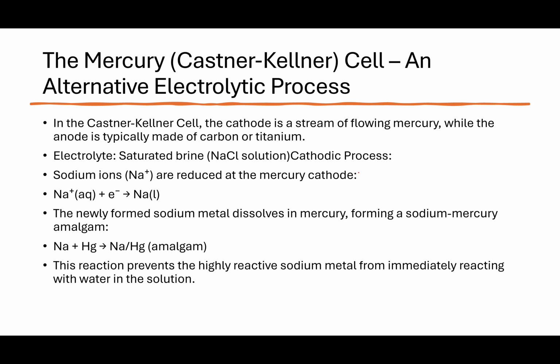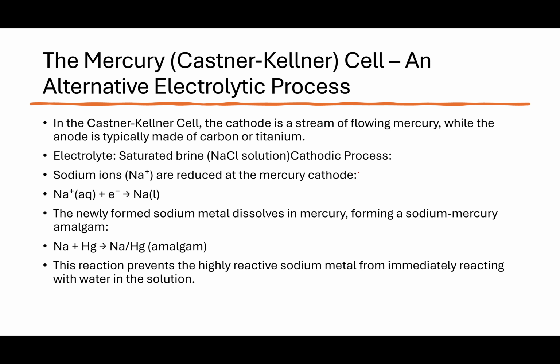With the cathodic process, we have sodium ions being reduced at the mercury cathode. So we end up with sodium being formed as liquid sodium, and this is an amalgam. Mercury tends to create multiple amalgams with different metals. So the newly formed sodium metal dissolves in mercury, forming a sodium mercury amalgam, which we normally write as Na/Hg.